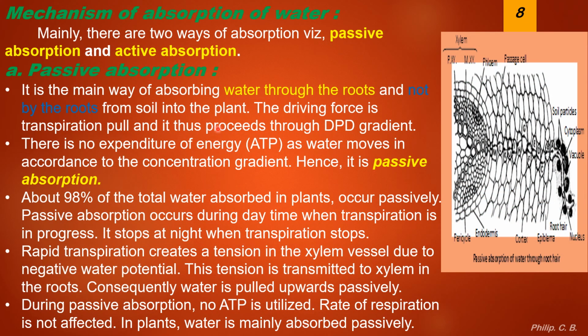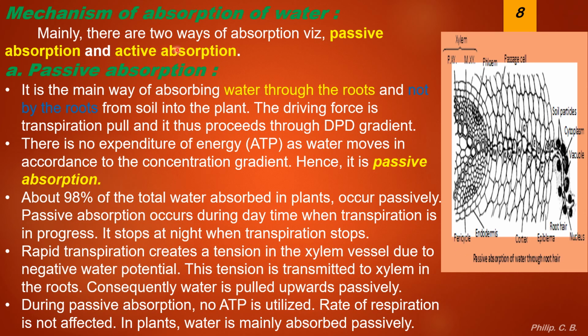Moving further, the mechanism of absorption of water. Now, how does the process take place? What is the mechanism? Again, you can see here the image, passive absorption of water through root hair. Again, you can see xylem. Here PXY means protoxylem and metaxylem, that is MXY. Phloem, passage of cell, soil particles, cytoplasm, vacuole, nucleus, root hair, epiblemma, cortex, endodermis and the pericycle. Once you know the terms, the regions, it becomes easier to understand the pathway.